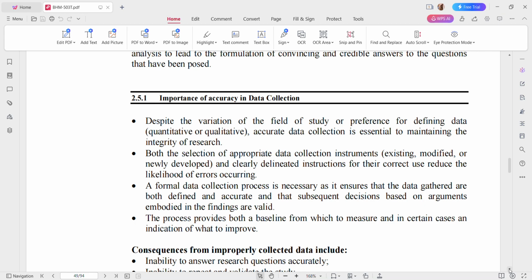However, if you want to modify something from that existing instrument, then you still have to do the validity check of it, and you have to let it be validated and checked by the experts, or do pilot testing to really ensure accuracy in the study. Now, if you want to develop new instruments, you have to have it pilot tested.